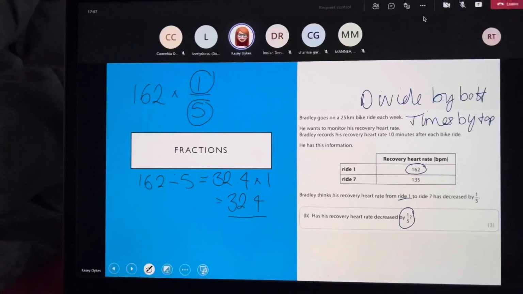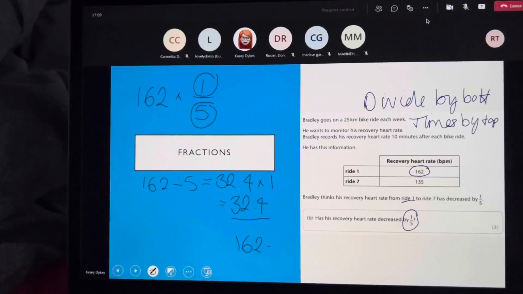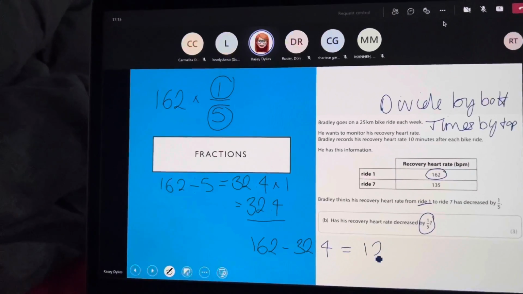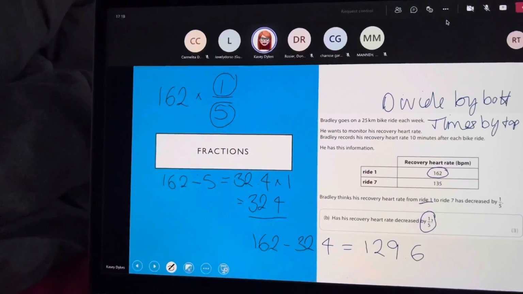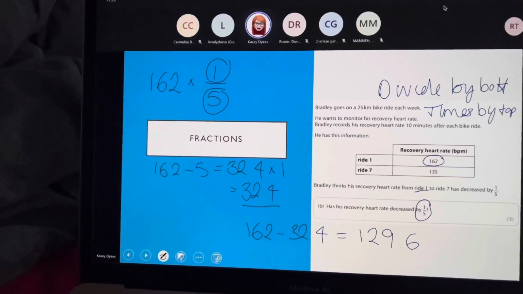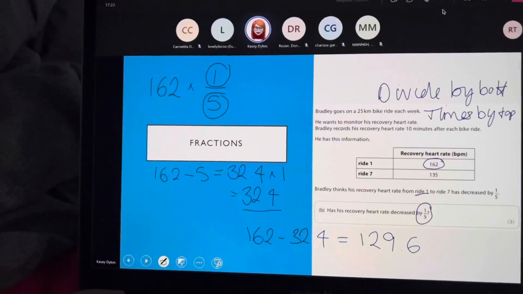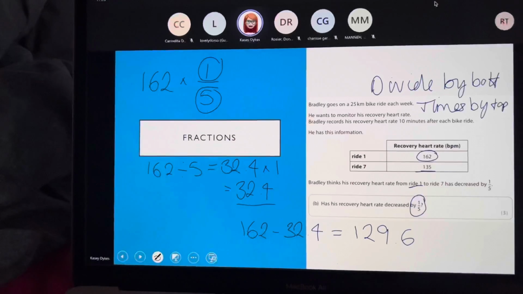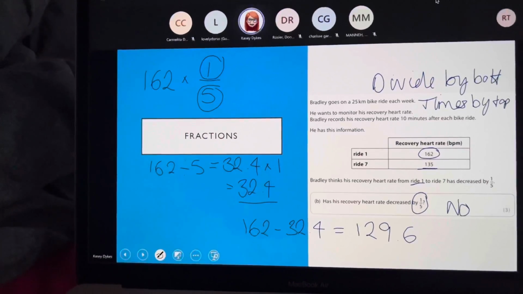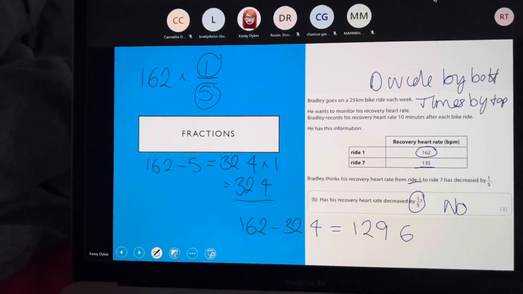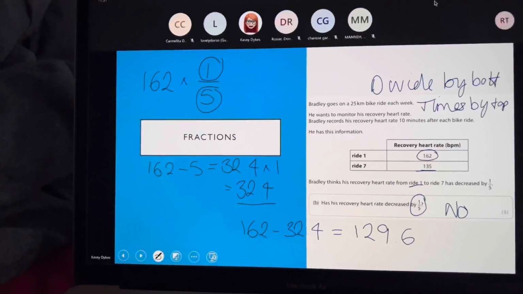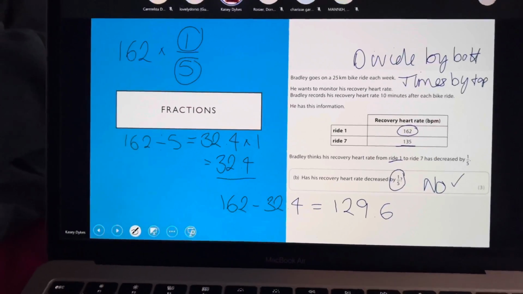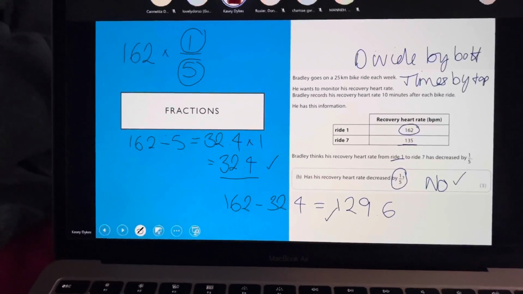And now we take that away from the 162. That's going to give us 129.6. So if we decrease 162 by 1/5, we come to 129.6. The answer here, however, is 135. So no, that hasn't gone down by 1/5. 3 marks for that question: 1 for saying no, 1 for finding 1/5, and 1 for taking it away.